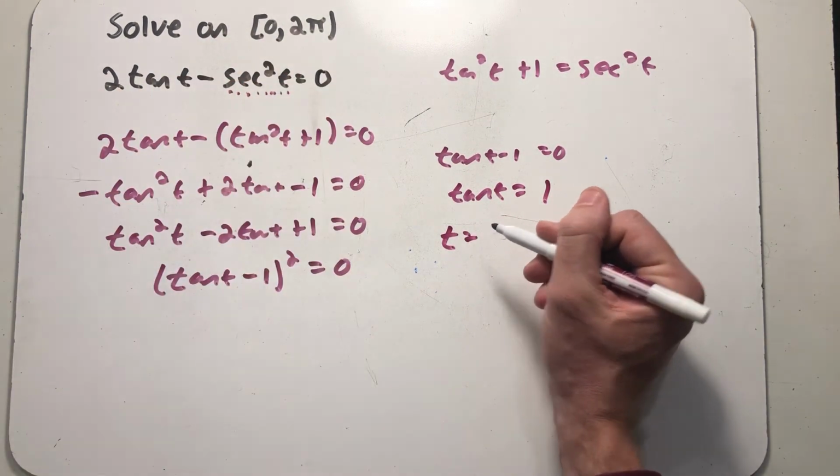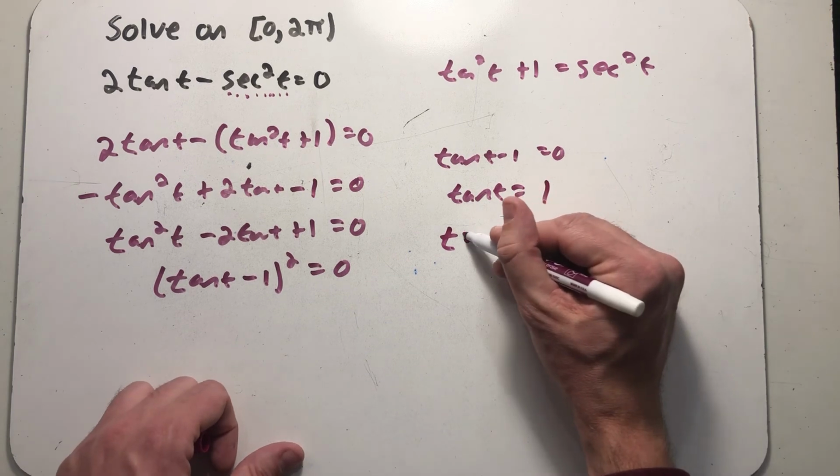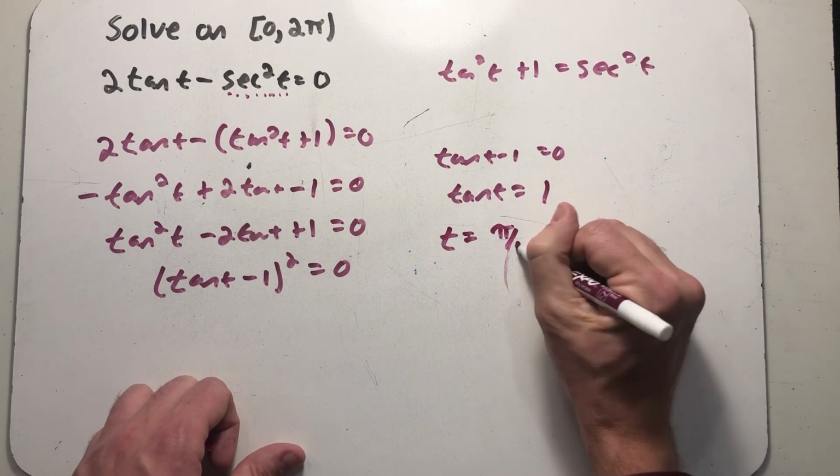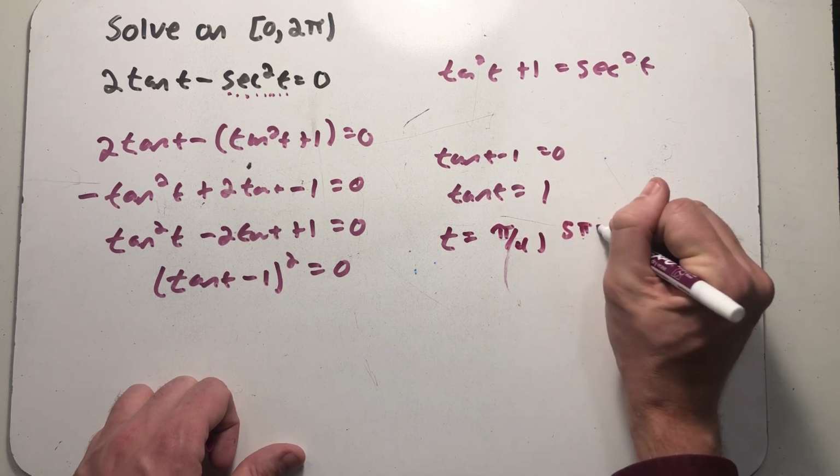And I'm only worried about that first full revolution, and tangent is equal to 1 at pi fourths, and then the period of tangent pi later at 5 pi fourths. And that's it for now.